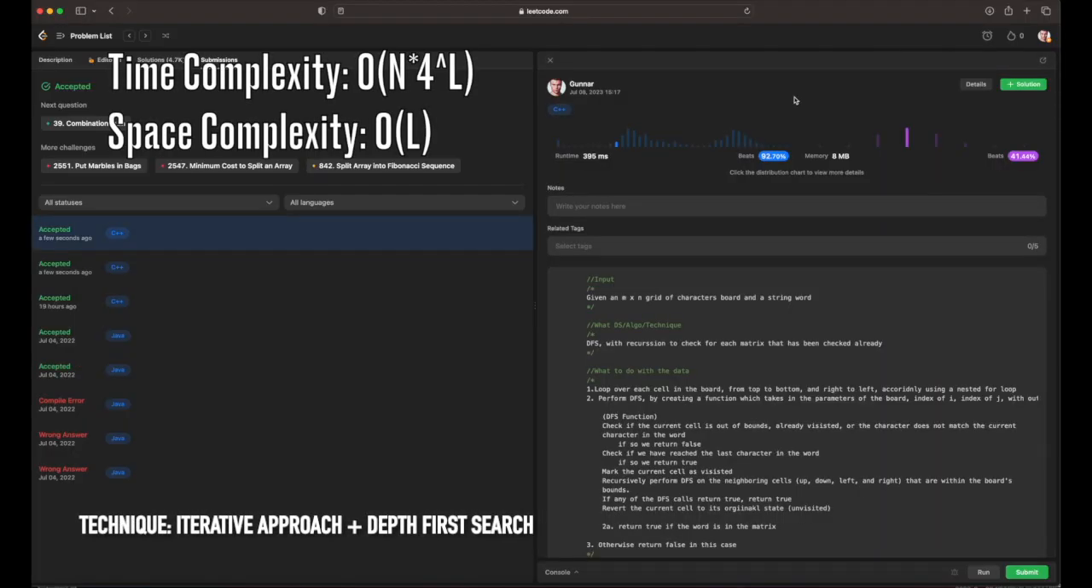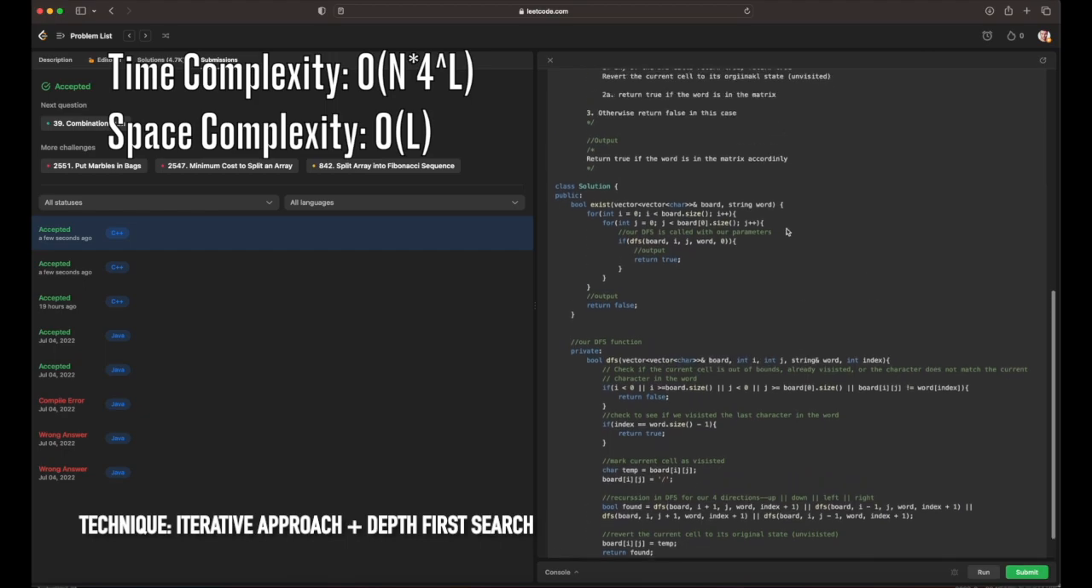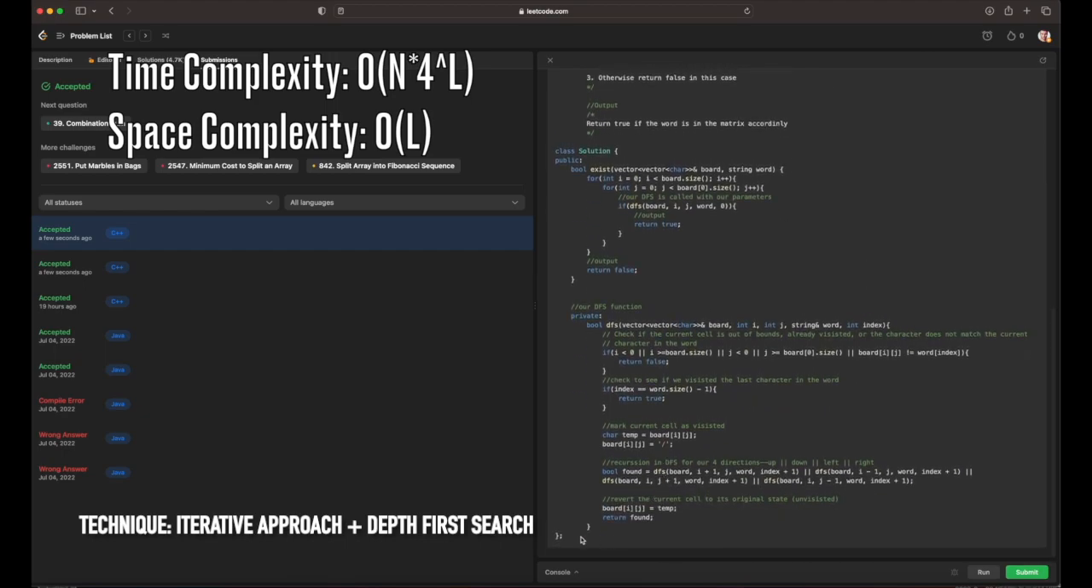Okay, so now just to give a rundown and breakdown of our space and time complexity for the following solution that we have over here, the time complexity for the following solution is going to be O of n times 4 to the L, where n is the total number of cells in the input board, and L is the length of the word to be matched.